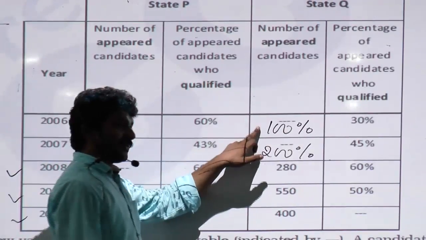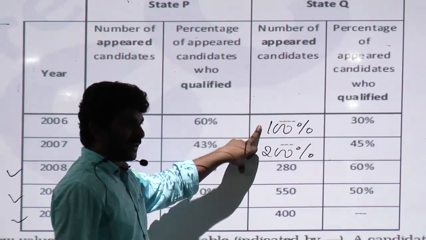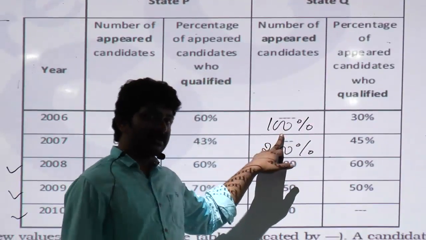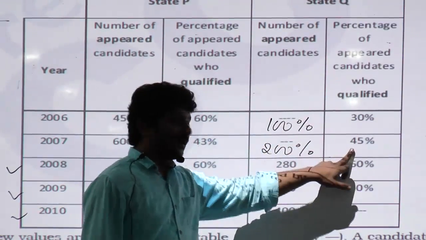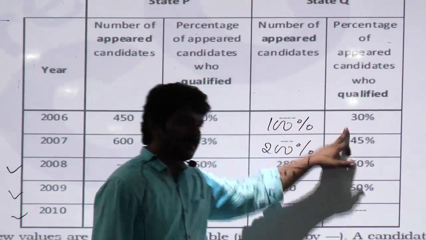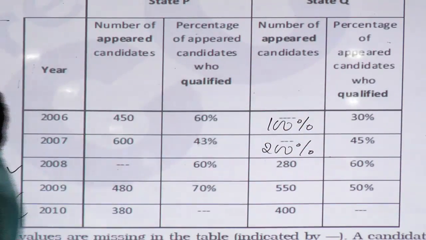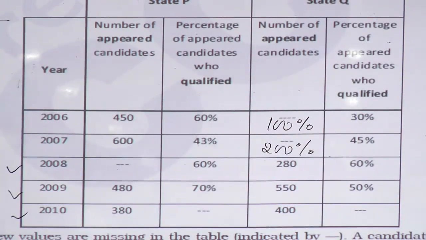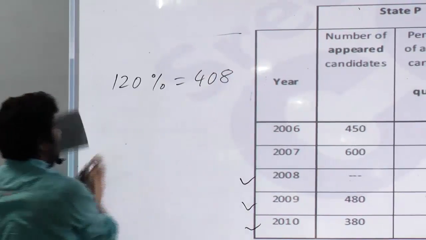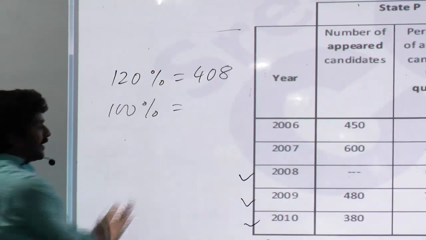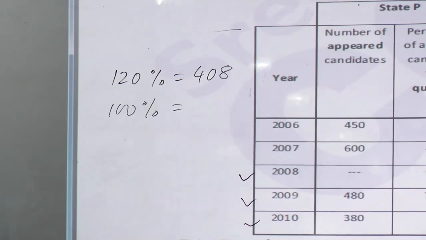In 2006 from state Q we have already treated as 100%. Now qualified are 30% of 100. How much is that? 30 only. And then 45% of 200, which is 90. 90 plus 30, 120. So you were given 120%. 120% is equal to how much? 408. And then you are asked about 100%. Yes or no? You are asked about 100%.